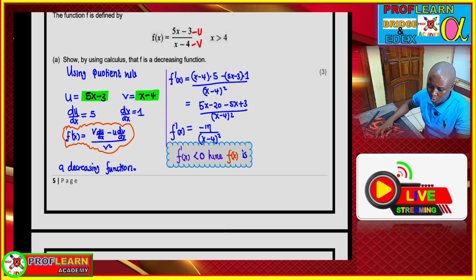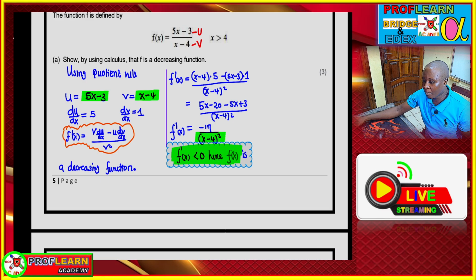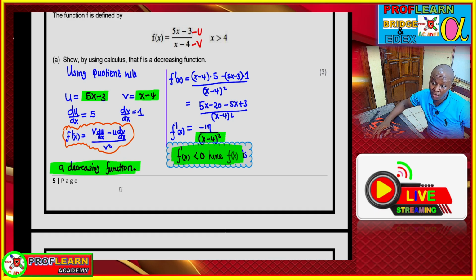Something we need to appreciate, guys, is that the denominator is always positive because it's squared. It's forever positive. But the numerator is always negative. So the function definitely is going to be always less than 0. So f of x is basically a beautiful decreasing function, decreasing by virtue of the fact that its derivative is always negative.